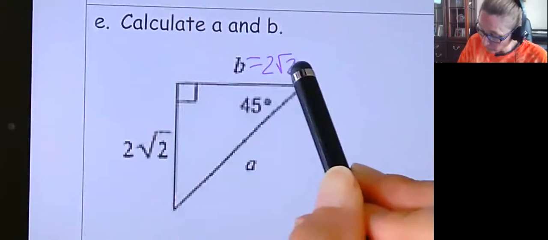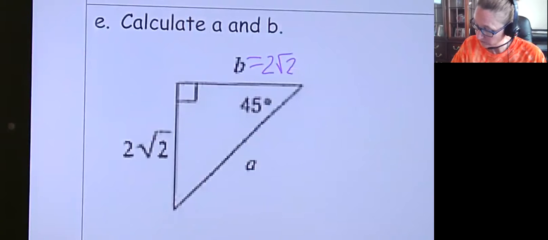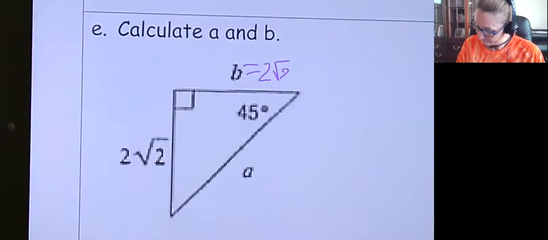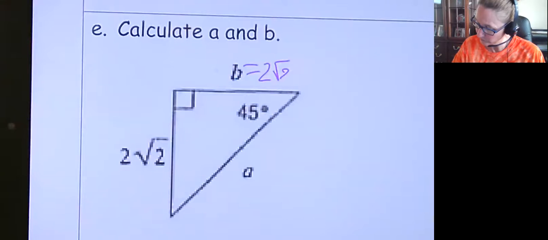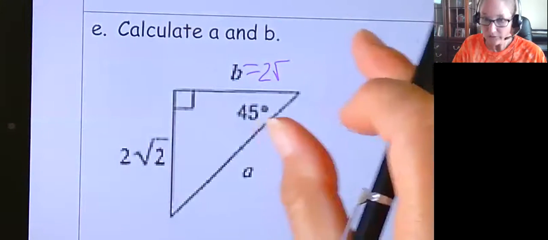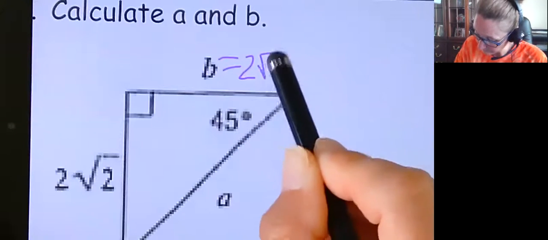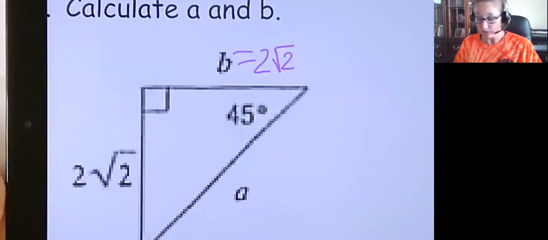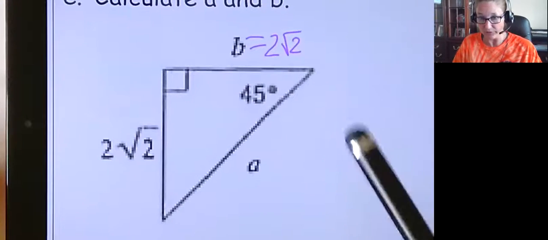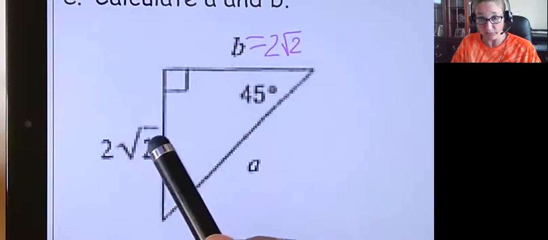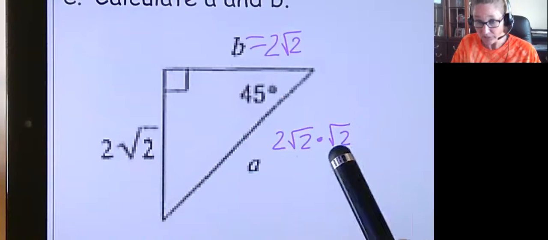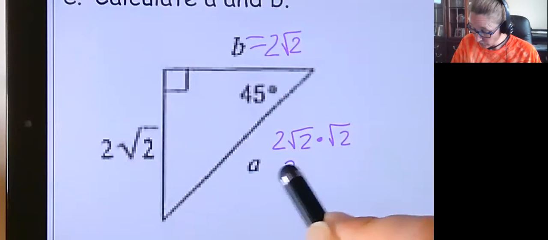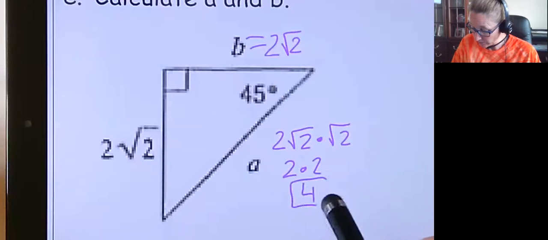Now, whatever your 2 legs are, your hypotenuse in a 45, 45, 90, you multiply whatever these are by root 2. So I'm going to take 2 root 2 and I'm going to multiply it by root 2. And when I do that, root 2 times root 2 is 2. So I get 2 times 2 or 4. And that's my answer.